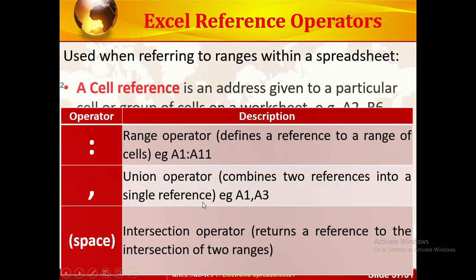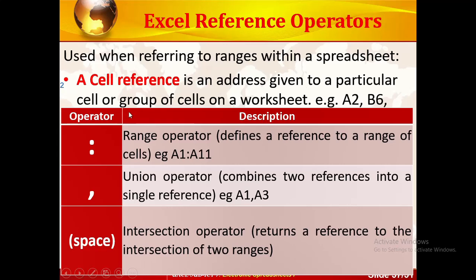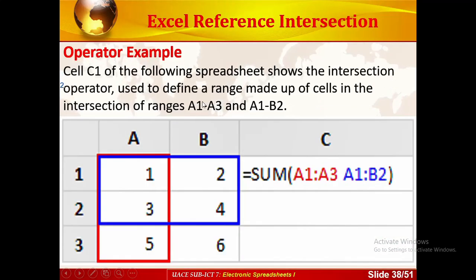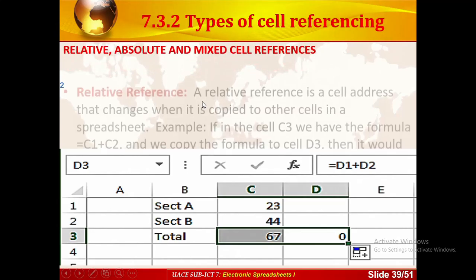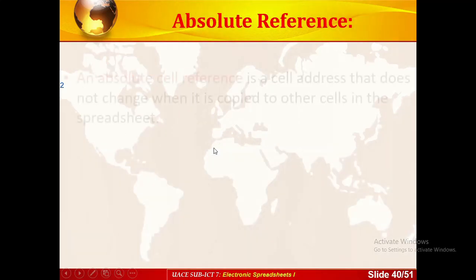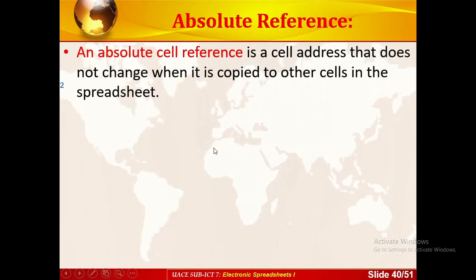We have Excel reference operators, given to a particular group of cells, like A2 to B2. There are many types of references: we have relative references, mixed references, and absolute references. We shall look at how these operate. That's how you're going to understand it.